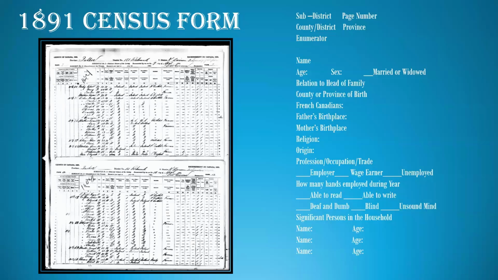Now, one of the very interesting things about this, it continued the movement of what we were looking at, but look, it says French Canadians up there, and then it says father's birthplace, mother's birthplace, obviously the religion, the origin, and now we're going to be worrying about employer, and is it a wage earner, unemployed? How many hands employed during the year? And again, the question of able to read and write.